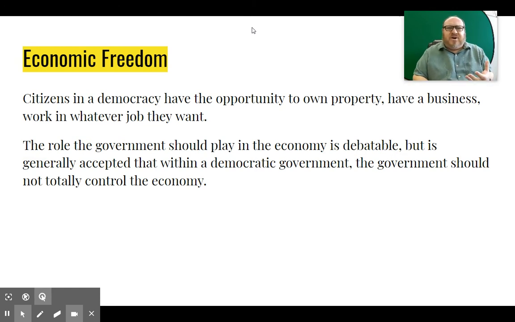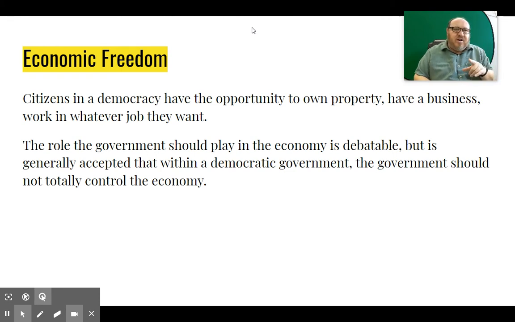Okay? In a democracy, the citizens have the opportunity of economic freedom. That means they have the opportunity to choose to own property, own a business, work at whatever job they want, earn however much money that they want to, all depending on the amount of work and type of work that they're willing to do. Okay?